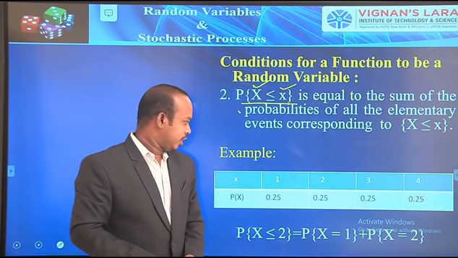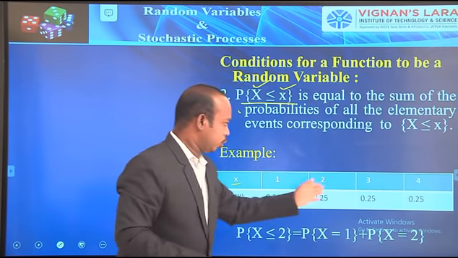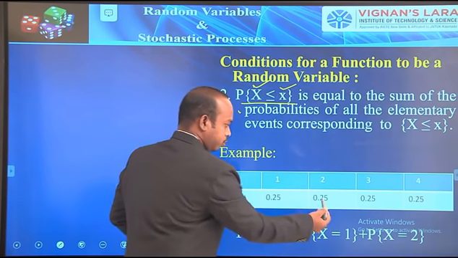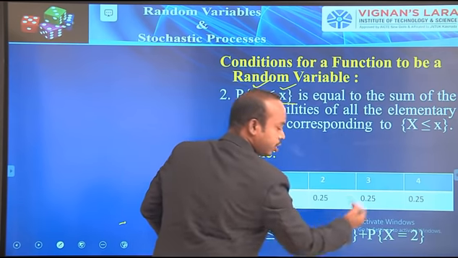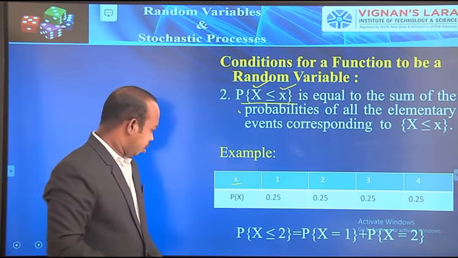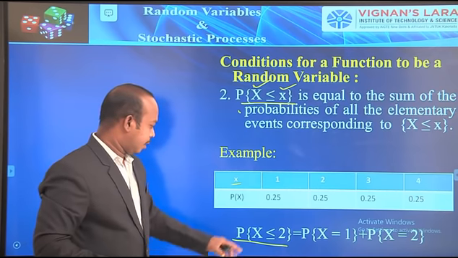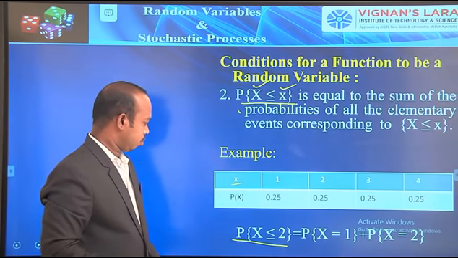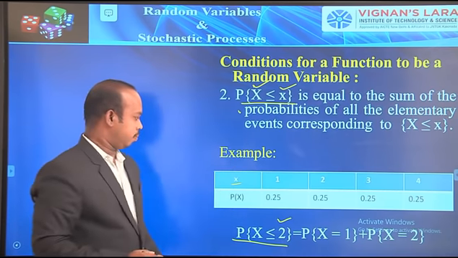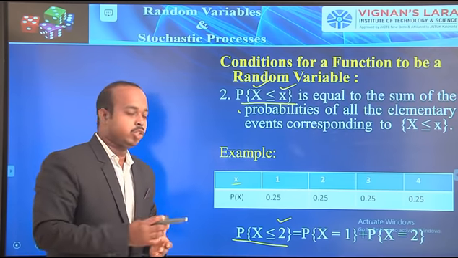You can see one example here. The example has X elements 1, 2, 3, 4. The corresponding probabilities are given below: 0.25, 0.25, 0.25 and 0.25. Now according to our condition, I am writing the probability of capital X less than or equal to 2. Here capital X is a random variable and 2 is an event in this random variable. The event value must be equal to 2 or less than 2.